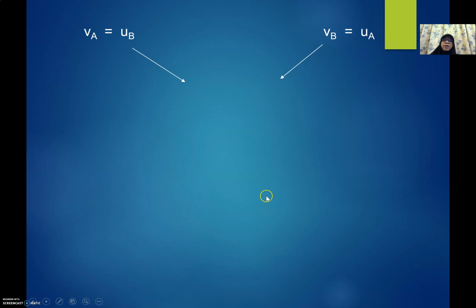Okay, now this is what we got just now by substituting MA equals MB. So what can we conclude from these two expressions? This means that A and B exchange velocity. So VA becomes UB and VB becomes UA.